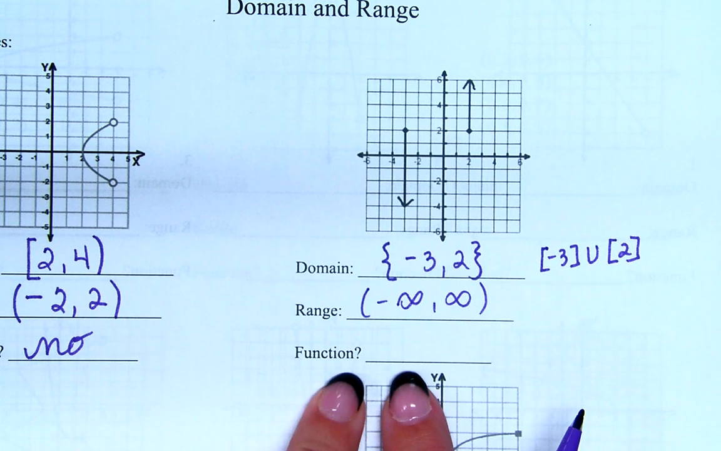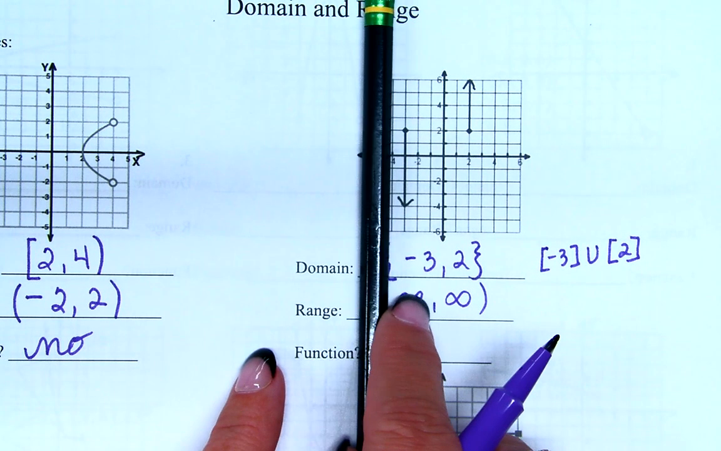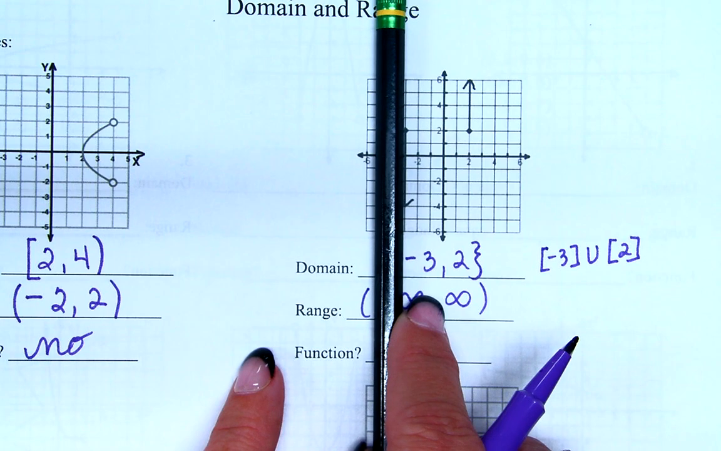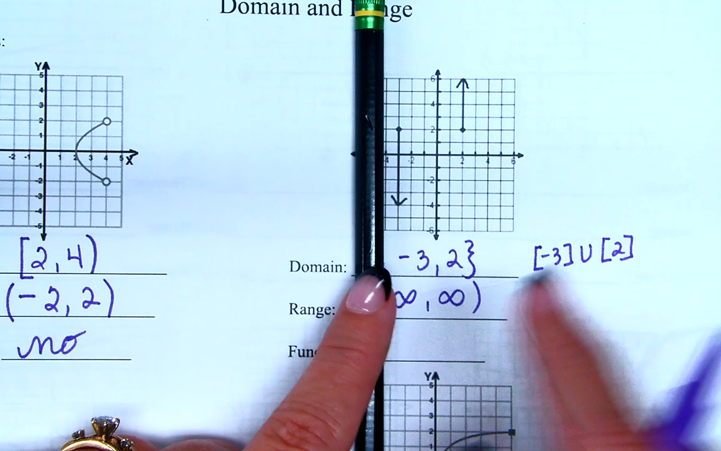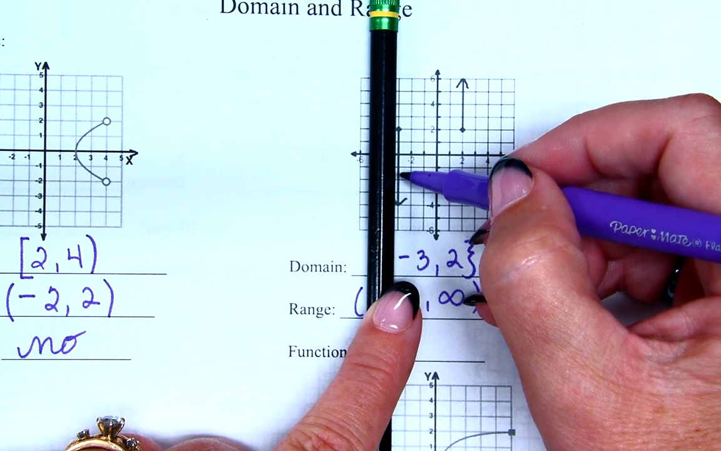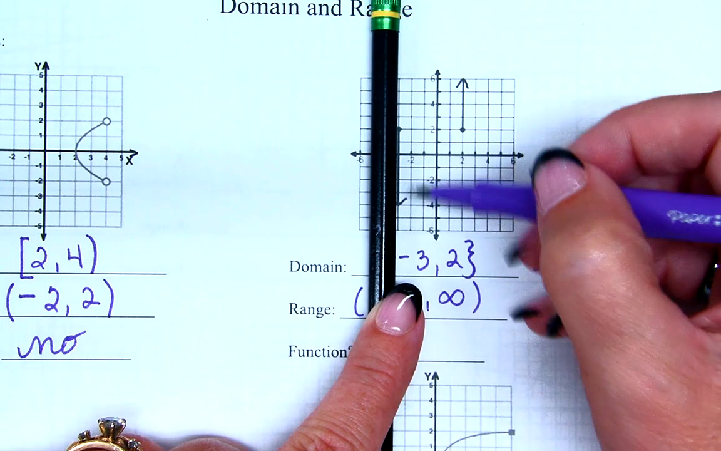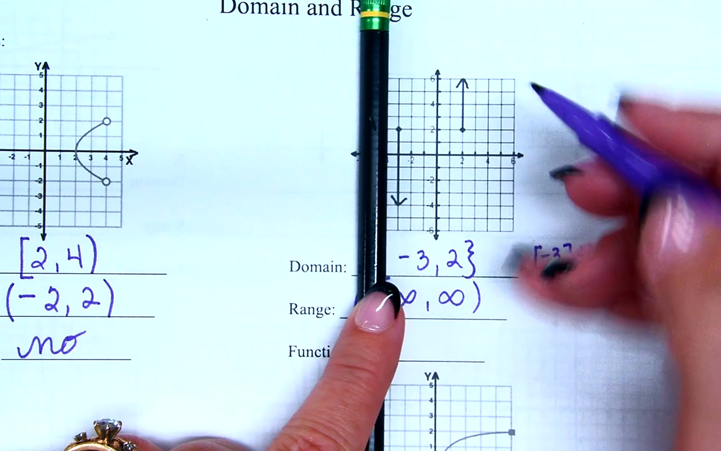Is this a function? How many points is it touching right now? How many points is it touching? Bam, bam, bam, bam, bam. Isn't it touching all of them on this side? So is it a function? No.